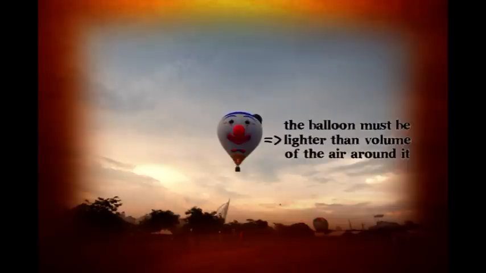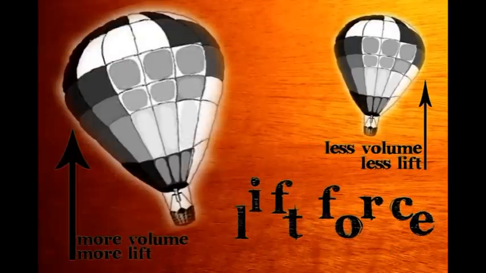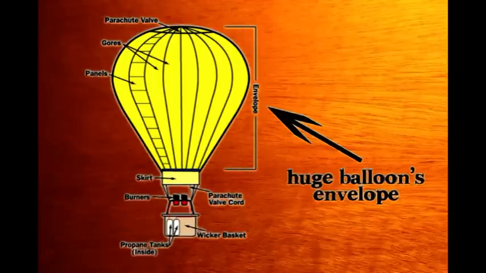For buoyancy to push something up in the air, the thing has to be lighter than an equal volume of the air around it. In order to create greater lift force, a higher number of air particles needs to be used. That's why the balloon's envelope is so huge.